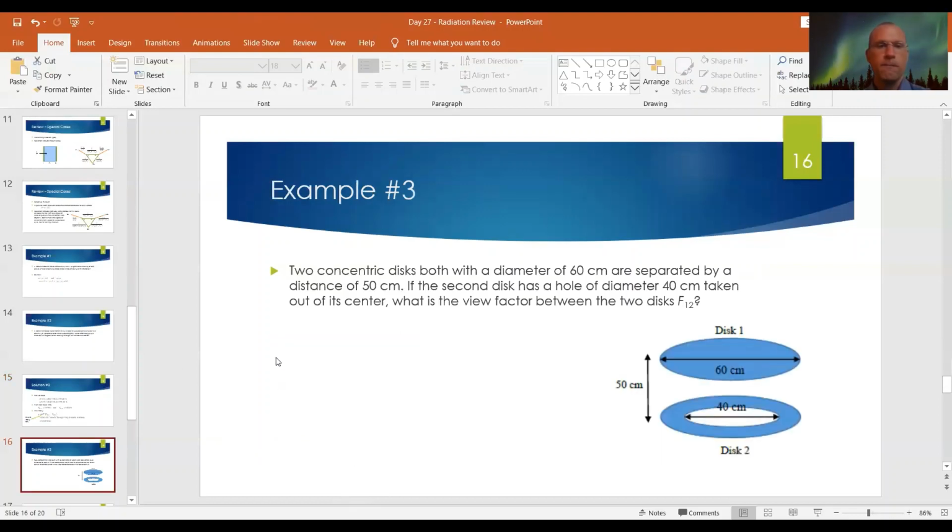Same thing for example 3. I have two concentric discs, both have a diameter of 60 centimeters, separated by 50 centimeters. My second disc has a hole in it, 40 centimeters in diameter. I want to know the view factor, so what's F12 between these two objects? So again, this is an example where I have a table for two concentric discs, but I don't have anything with a hole in it.